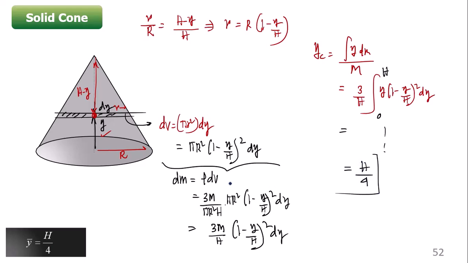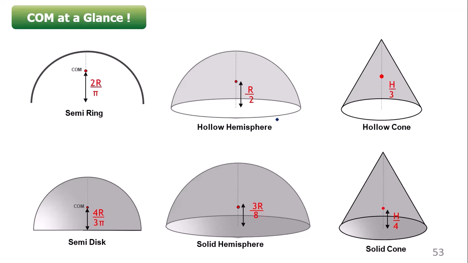So this is the final geometry, that is a solid cone. For this it is h by 4. For the hollow cone, it is h by 3. So this is how you can get all the geometries. This is the final center of mass figure: semicircular ring, hollow hemisphere, hollow cone, disc, hemisphere, solid cone. So there are 6 geometries that you should remember, about how the center of mass varies for different geometries. Understood?